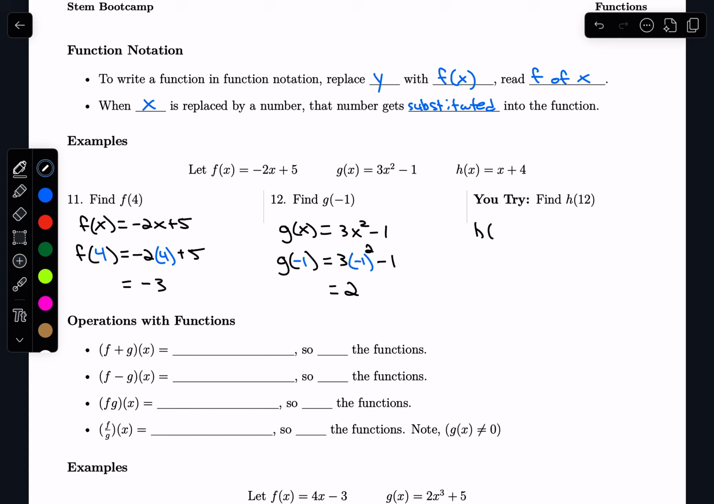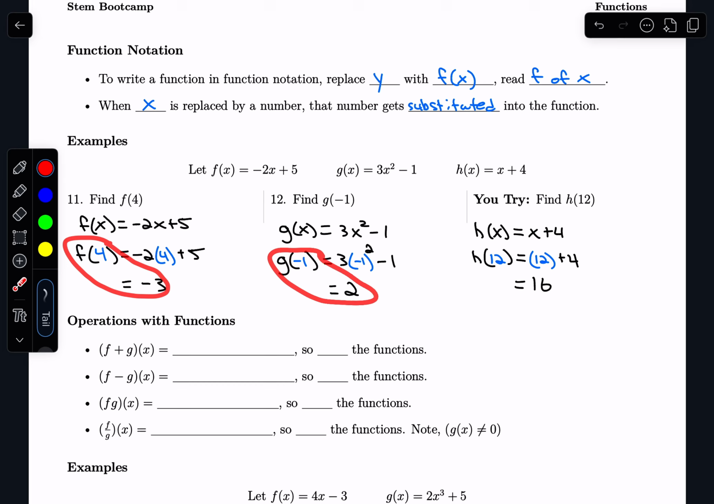So what we're going to do is take h of x, which is x plus 4, and we're just going to substitute in 12 for that x value. So wherever I see an x in the function, I'm going to write a 12 in parentheses in its place. In this case, those parentheses don't do much, but it's still good practice to always write the parentheses when substituting. And so now we just have to do 12 plus 4, which is 16. So quick summary, we had that f of 4 is -3, g of -1 is 2, and h of 12 is 16. So all we were doing was plugging numbers in.